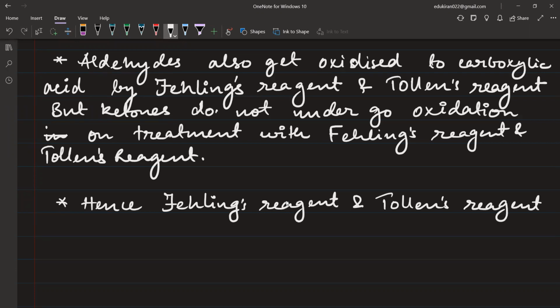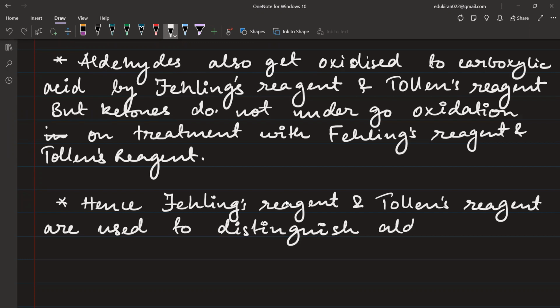Hence, Fehling's and Tollens reagent are used to distinguish aldehydes from ketones.